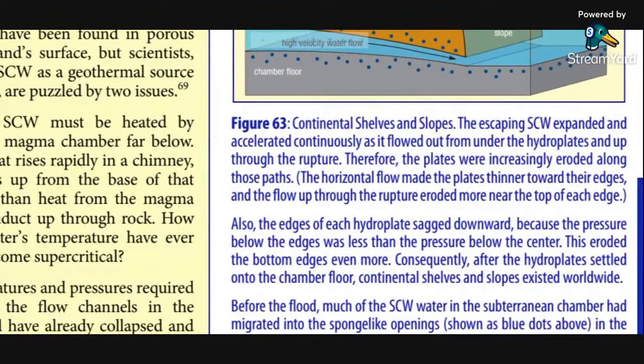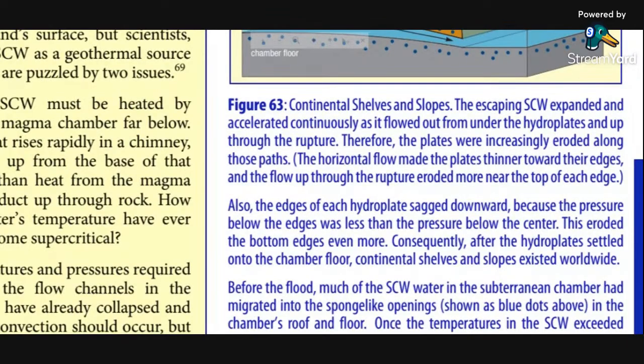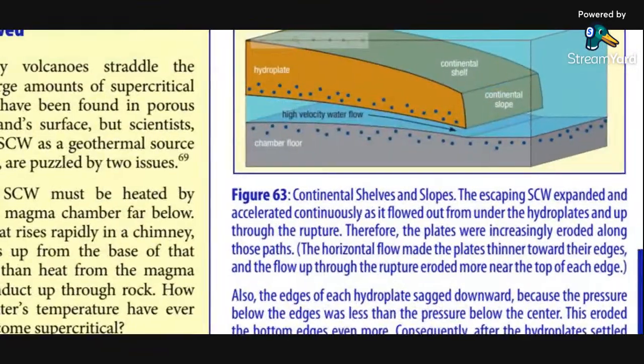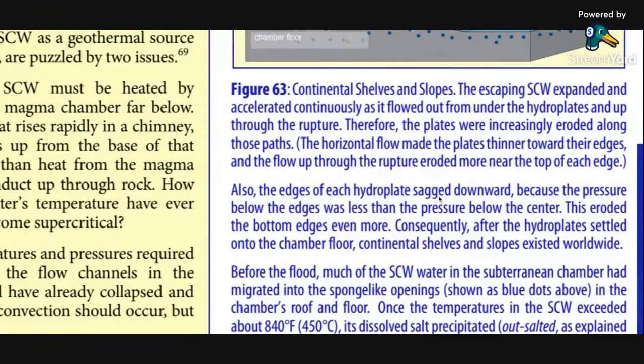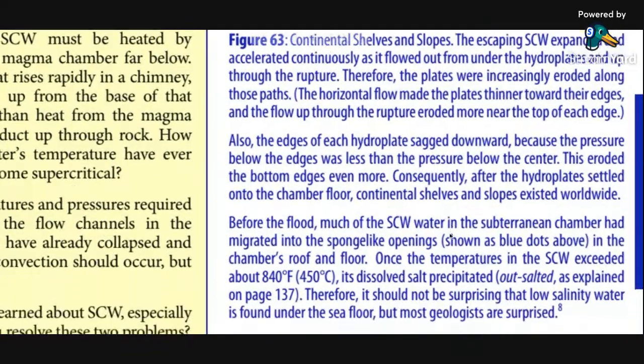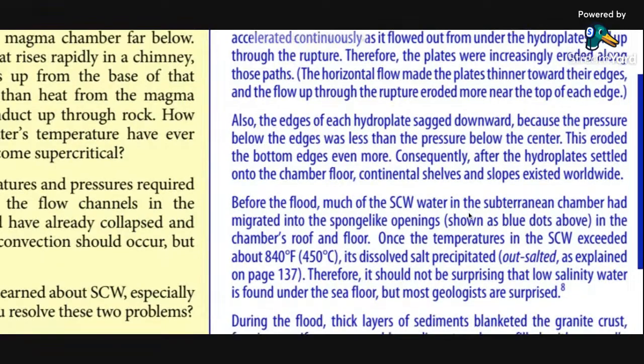Before the flood, much of the supercritical water in the subterranean chamber had migrated into the sponge-like openings shown as blue dots above in the chamber's roof and floor. Those are sponge-like openings. Once the temperatures in the supercritical water exceeded about 840 degrees Fahrenheit, its dissolved salt precipitated, outsalted, as explained on page 137.